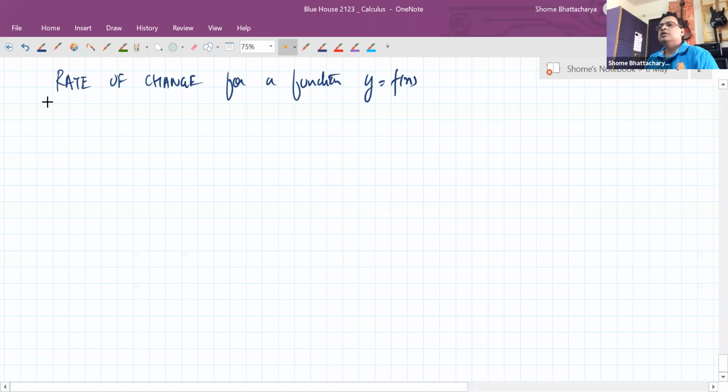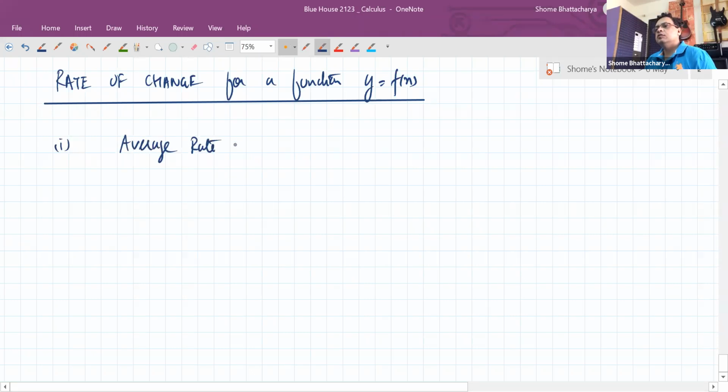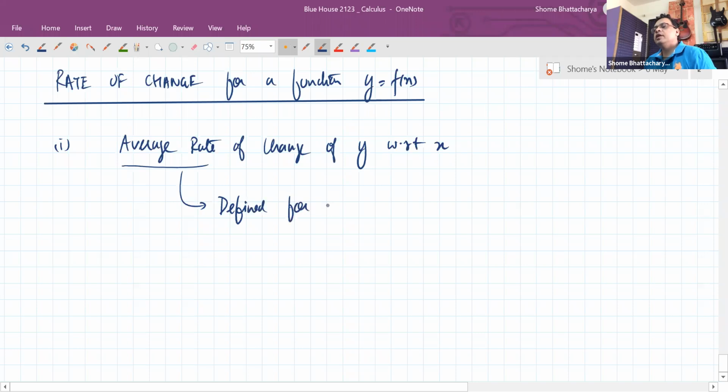Now, just like we talked about rate of change in context of speed last time, now we will talk about rate of change in context of a function, and we'll see that there are two types of rate of change. The first is called the average rate of change of y with respect to x. So again, just like average speed, this is defined for an interval of x.